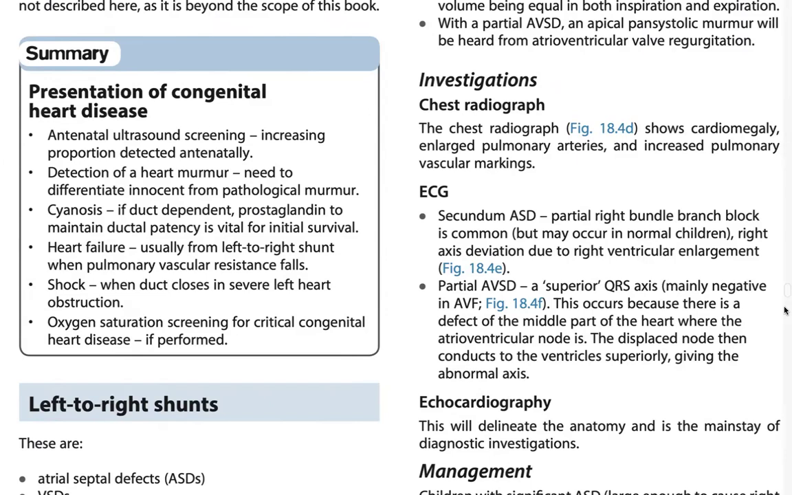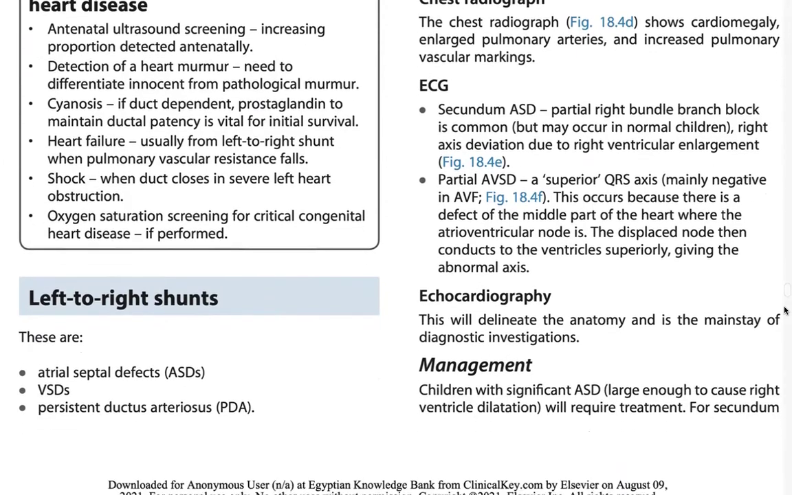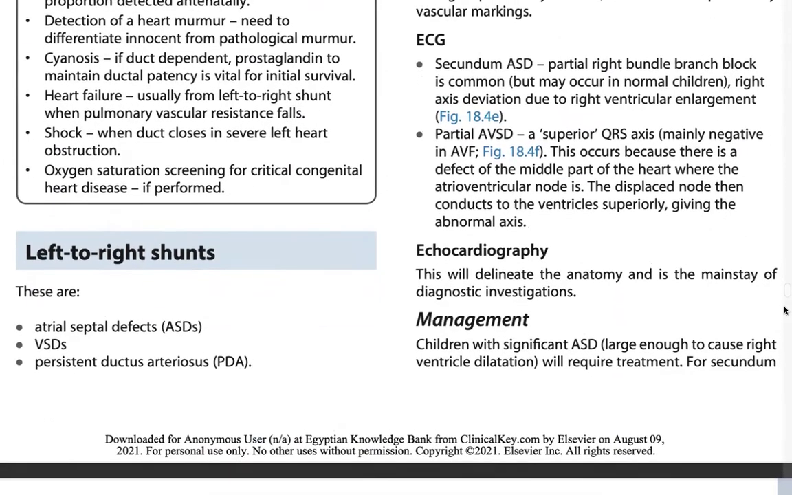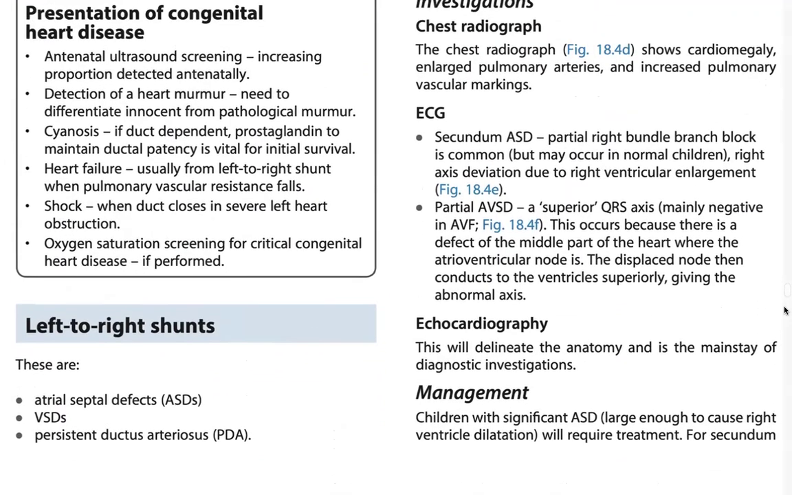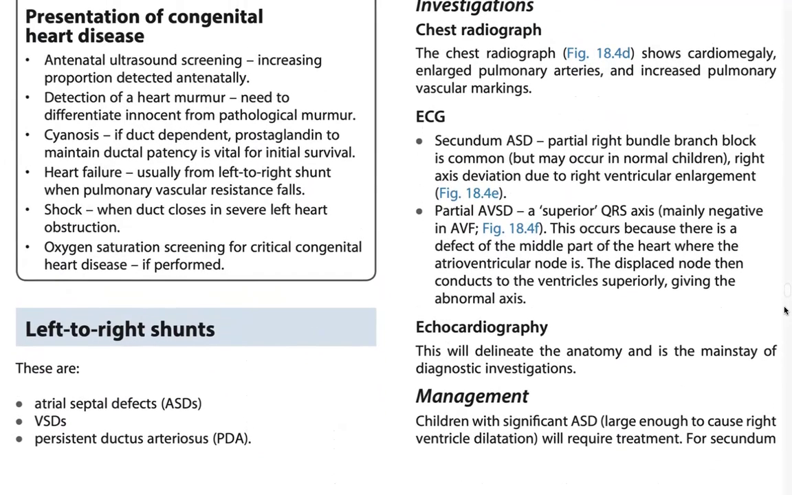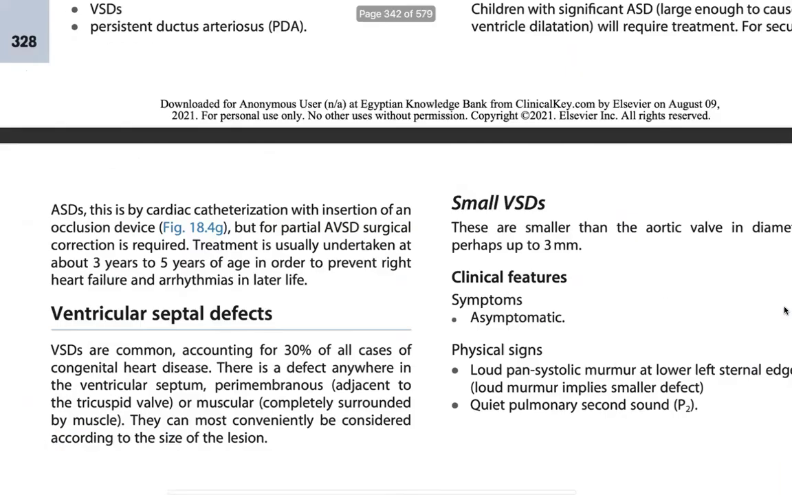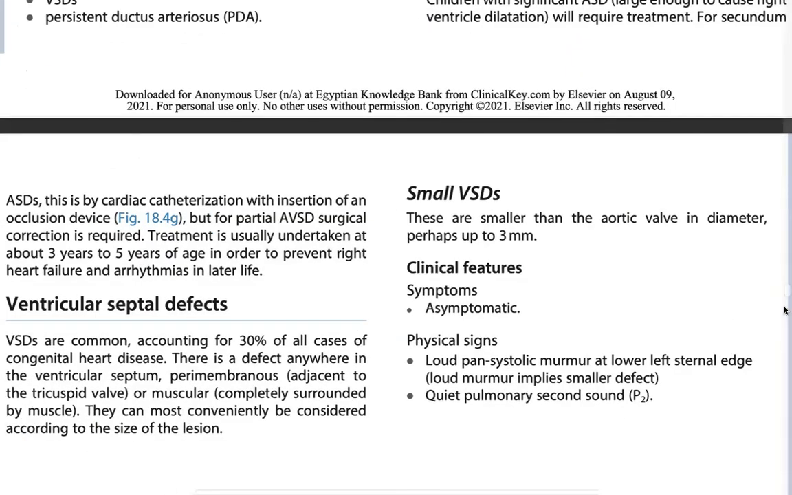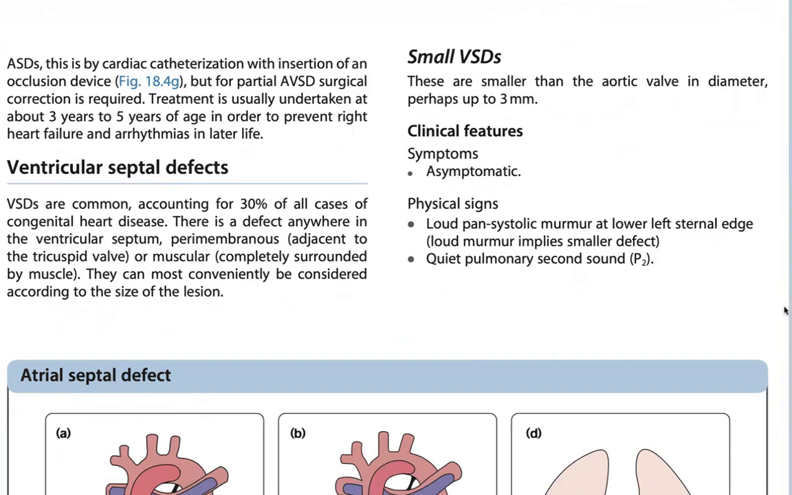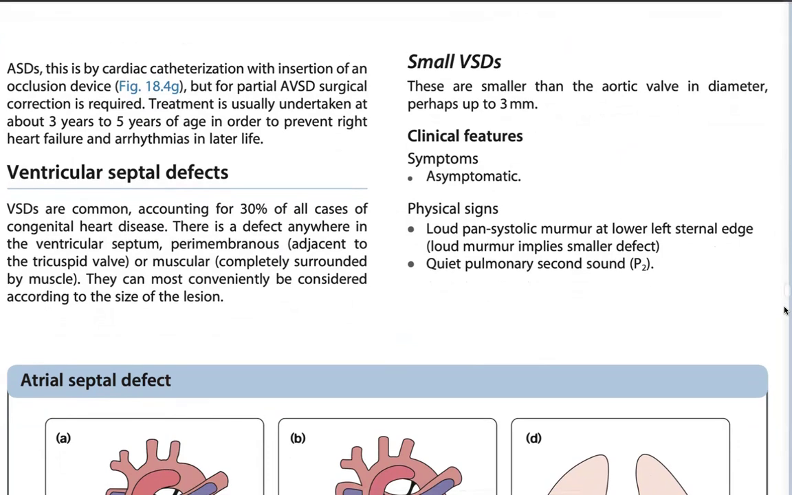Echocardiography will delineate the defect and is the mainstay of diagnostic investigation. Management: a significant ASD large enough to cause right heart strain needs closure. For secundum ASD, closure is by cardiac catheterization with insertion of a closure device, but for partial AVSD, surgery is required. Treatment is usually undertaken at about 3 to 5 years of age, to prevent right heart failure and later complications.